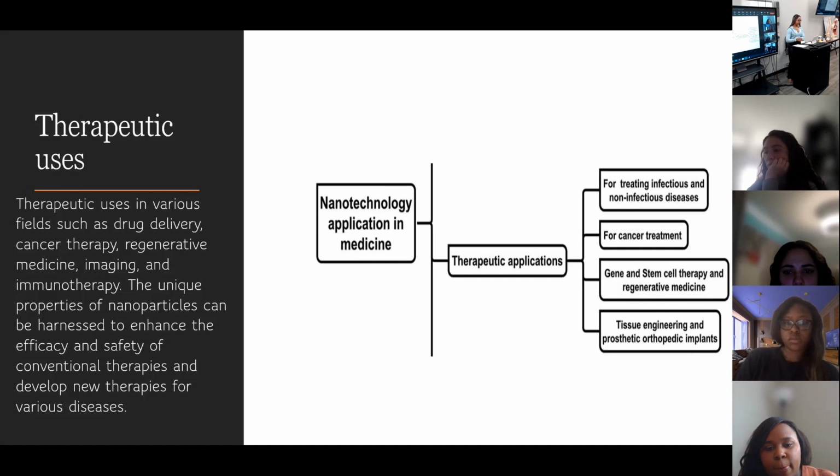So with the therapeutic applications, it can treat infections and non-infectious diseases. It can be used for cancer treatment, gene and stem cell therapy, and regenerative medicine, tissue engineering, and prosthetic orthopedic implants. So here we have the research uses.